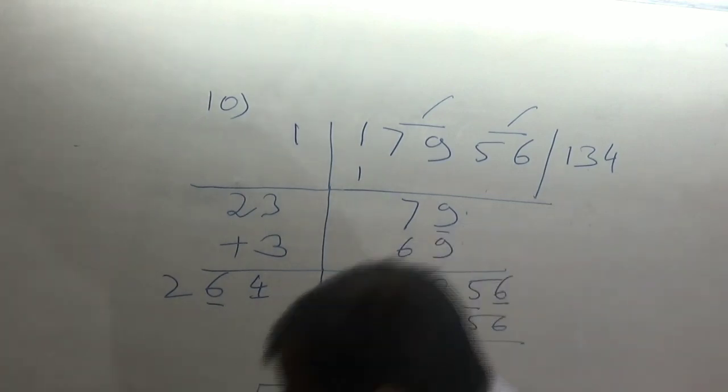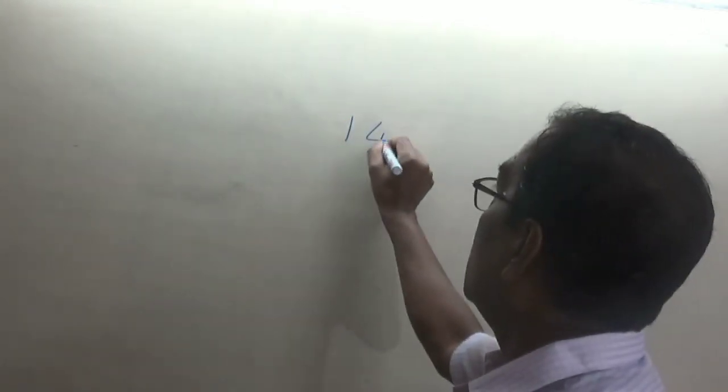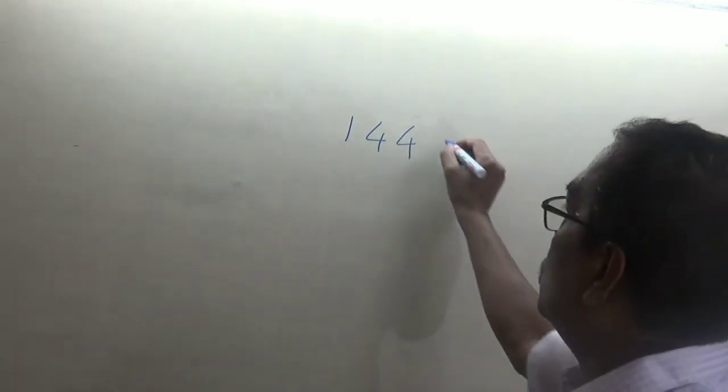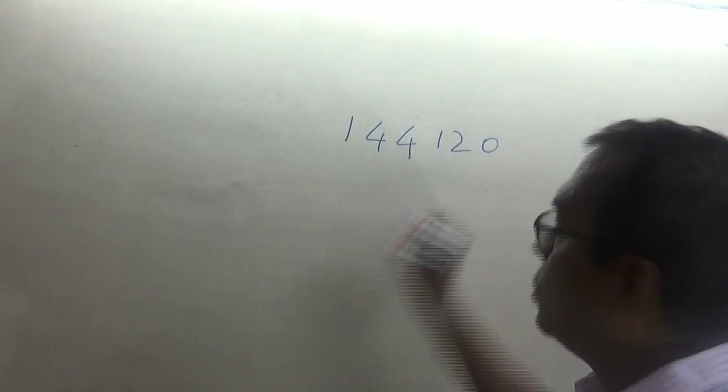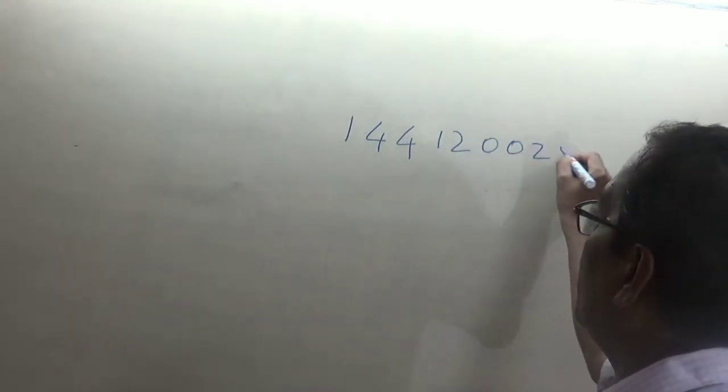Well, now from my side, I am taking one big number for finding the square root of any number. Okay? The number is a very big number: 144,120,025.